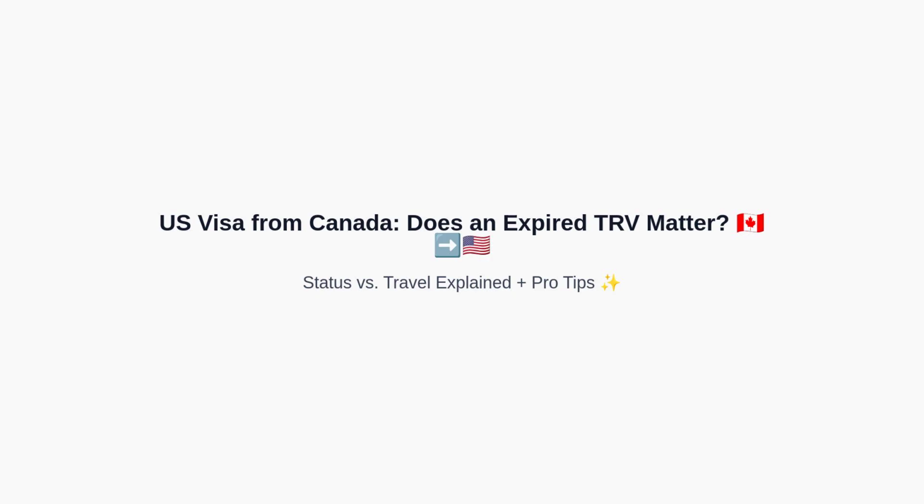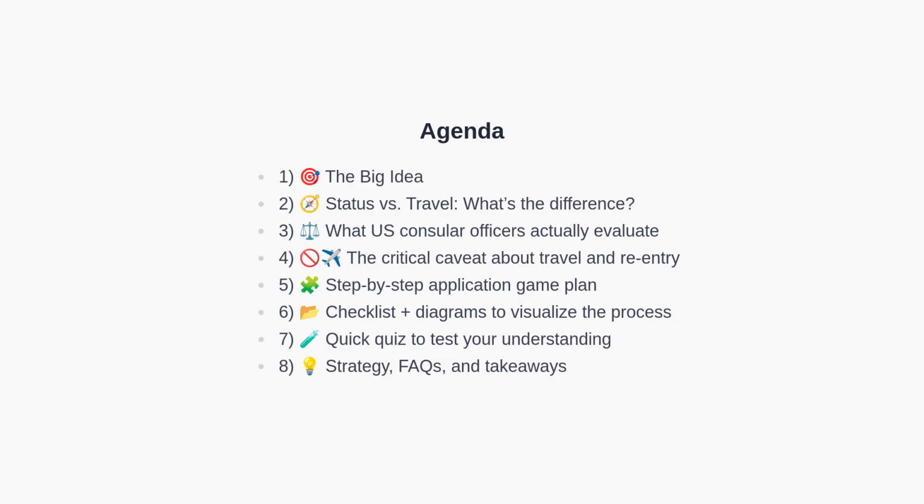To keep this flowing, we'll move from key concepts to practical steps. Then test your knowledge with a short quiz and finish with strategic advice. Here's our roadmap. First, we'll state the big idea in plain terms. Next, we'll unpack the difference between Canadian legal status and the TRV that's used for travel. Then, we'll examine what U.S. consular officers actually evaluate in your application. After that, we'll highlight the critical travel caveat that can derail your plans.